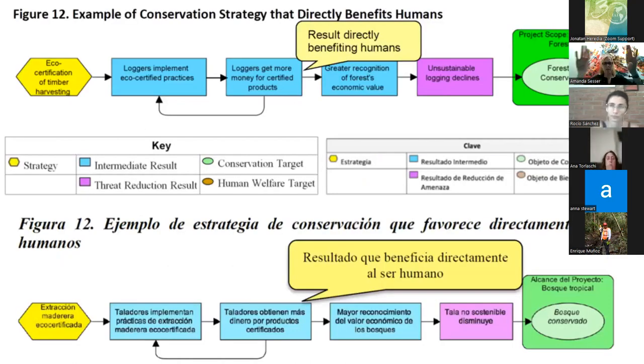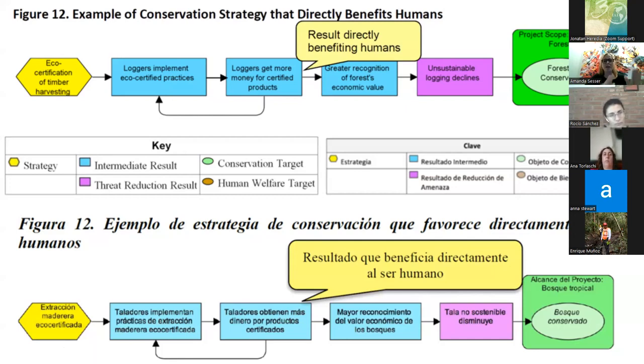Here's an example, and I'm seeing part of my screen is cut off because I have the share screen at the top of my window. But this is just what a results chain looks like at the end after you've already created one. And this is a simple one. This is a very simplified case, but I want to just walk through it to show what we have. So we have the action or the strategy, which is eco certification of timber harvest.